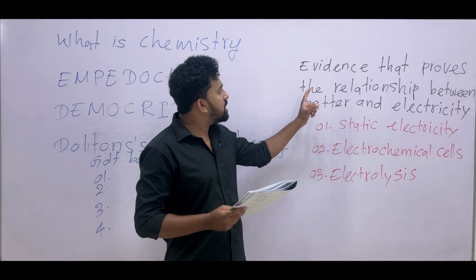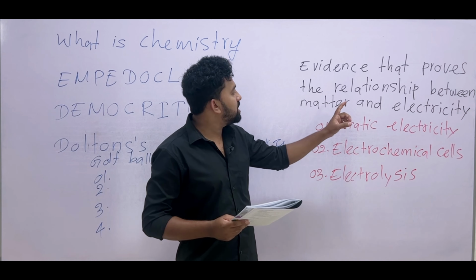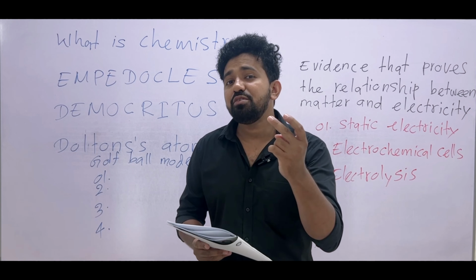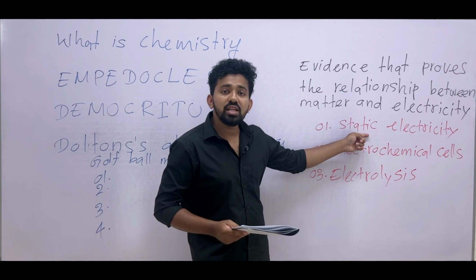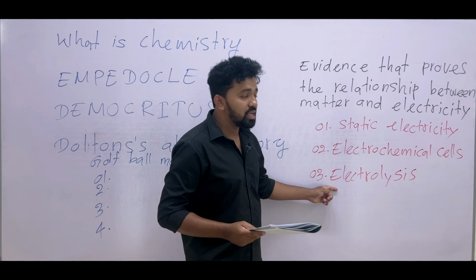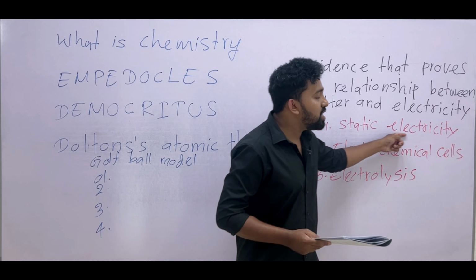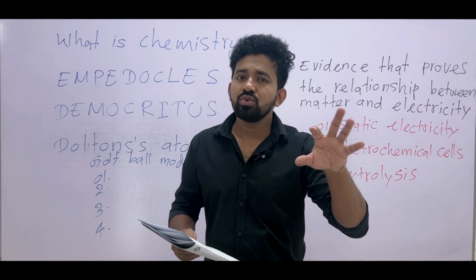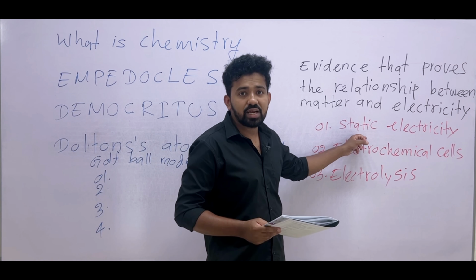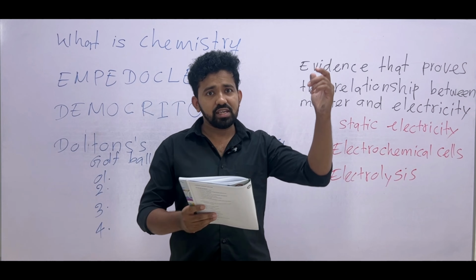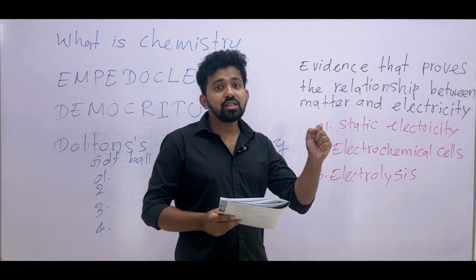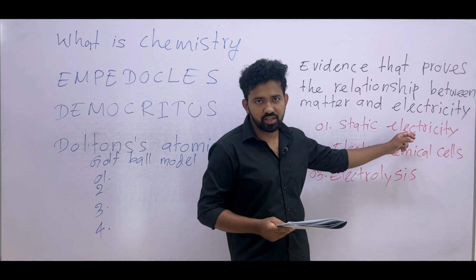Evidence that proves the relationship between matter and electricity. Basically, we have to learn regarding three things. One is static electricity, the other one is electrochemical cells, the other one is electrolysis. The static electricity, we learned in grade 9. When there is lightning, we can observe how much strength there is in static electricity.